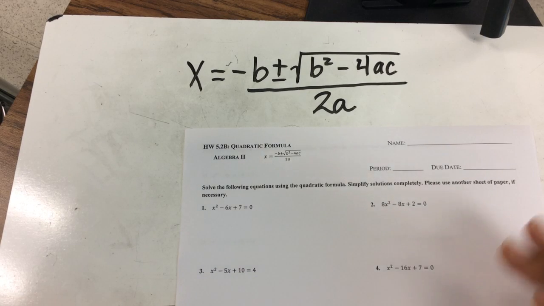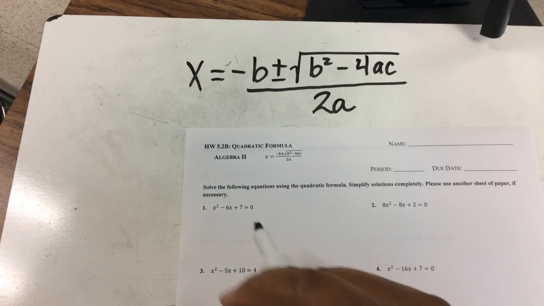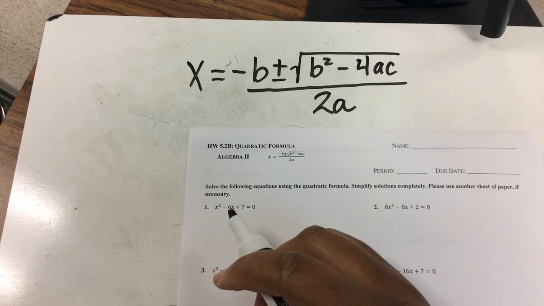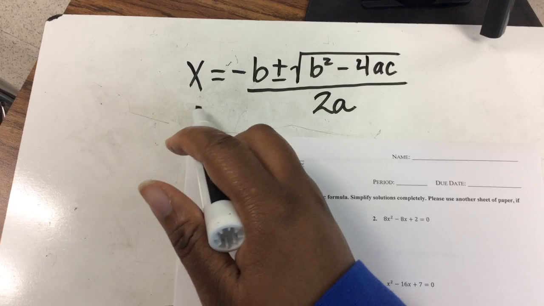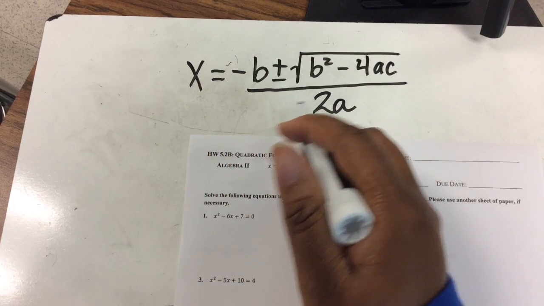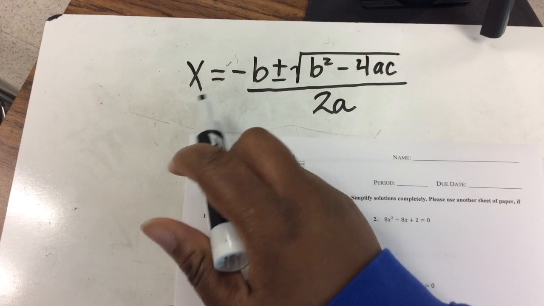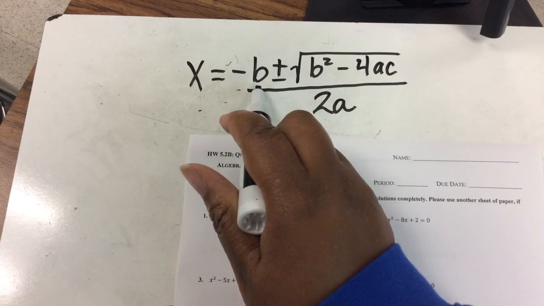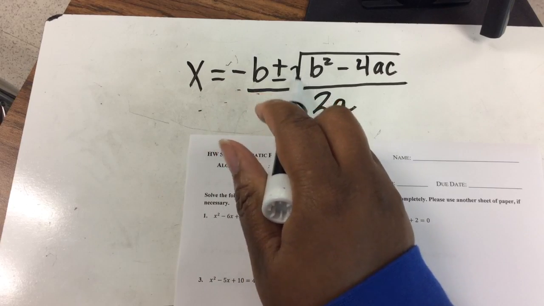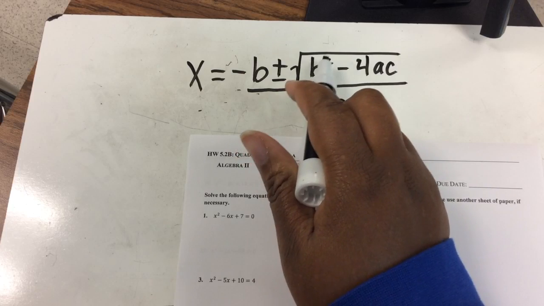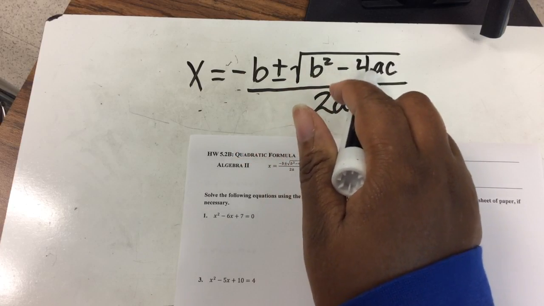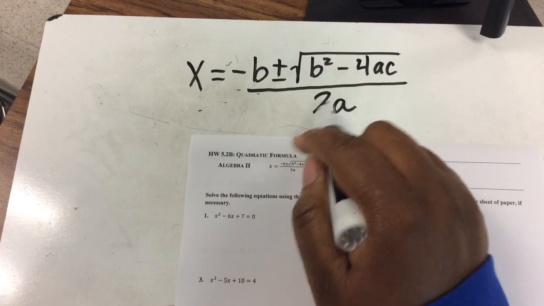Hello, this tutorial is on solving using the quadratic formula. So here is my quadratic formula. You may have seen this before in Algebra 1. It's x equals negative b plus or minus the square root of b squared minus 4ac all over 2a.